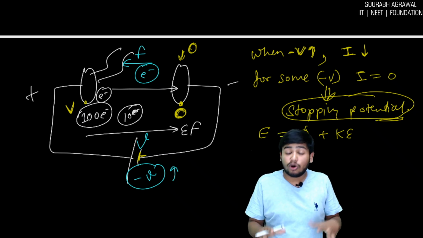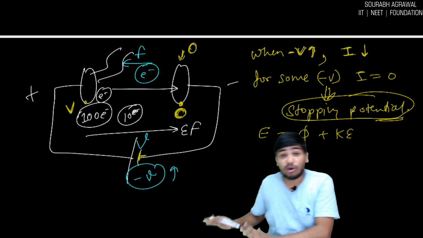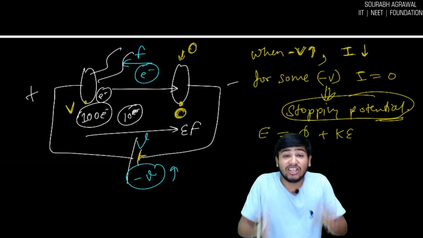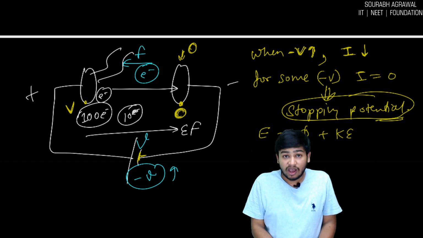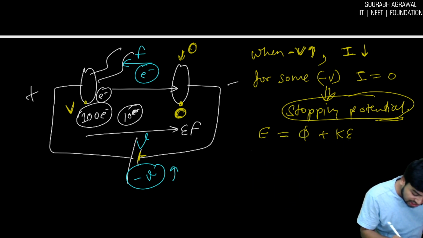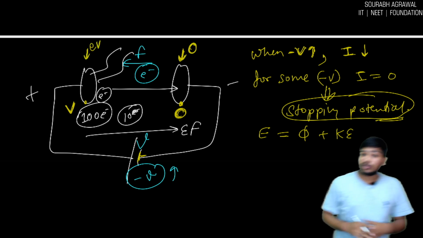If you don't know, I will also give you very short lectures on electrostatics. Don't worry, I will provide each and every chapter. Are you getting my point? Okay, so this potential is 0 and this potential is V. So the energy at this point is 0 and the energy of the electron at this point is eV.